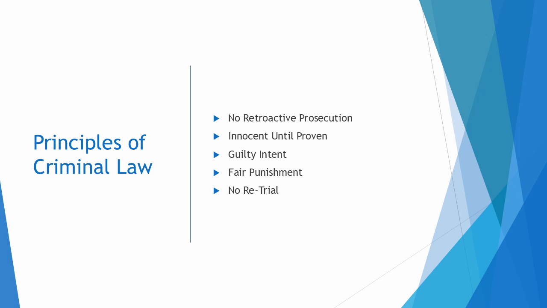Causation is the principle that the defendant's actions must be the direct cause of the harm or result, which establishes a clear link between the defendant's conduct and the resulting damage. Proportionality is the principle that the punishment should be proportionate to the severity of the crime, which ensures fairness and justice by aligning the severity of the punishment with the nature of the offence.